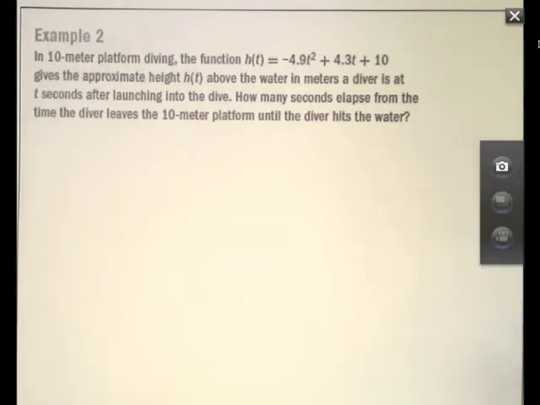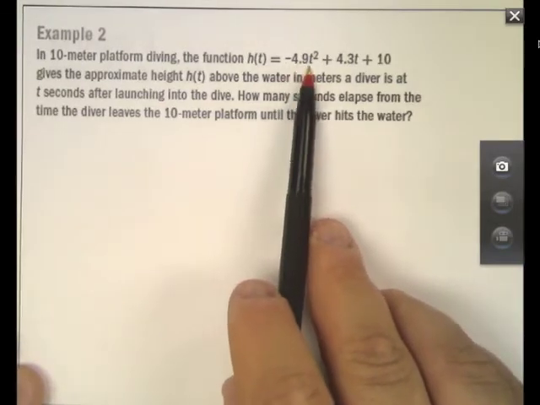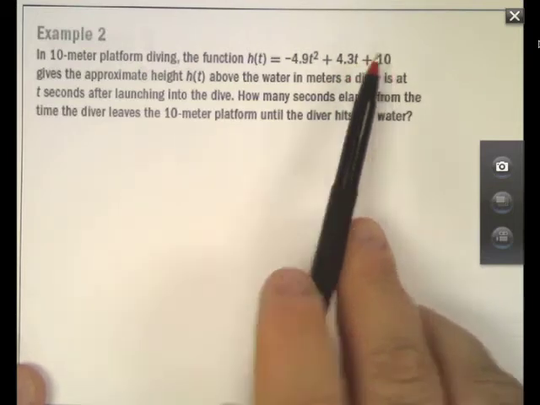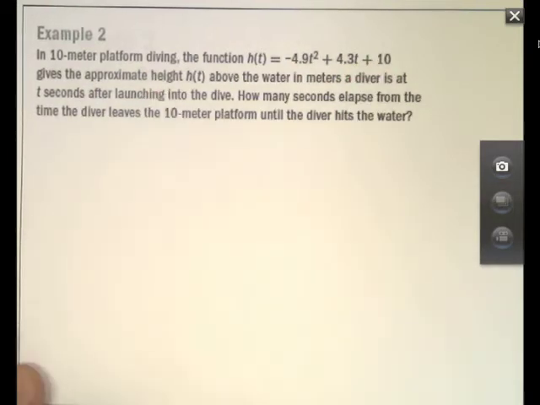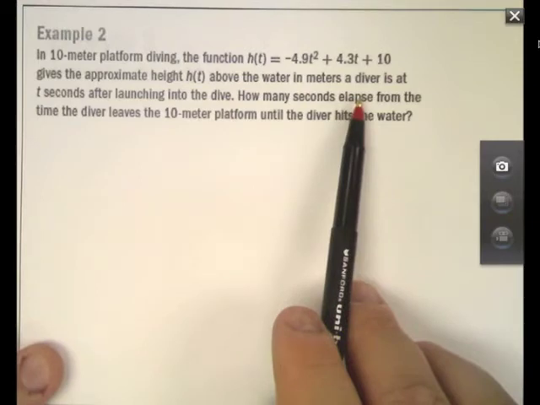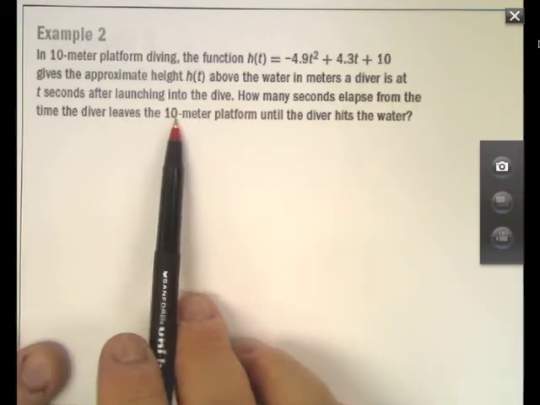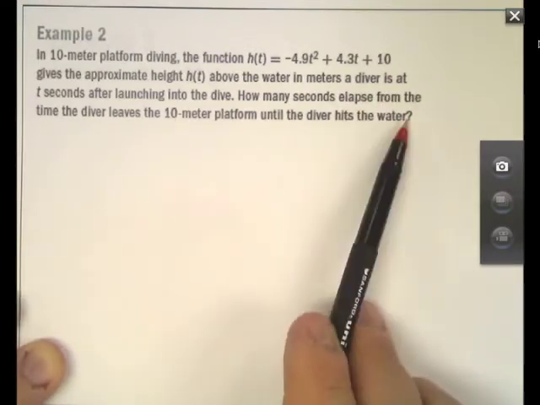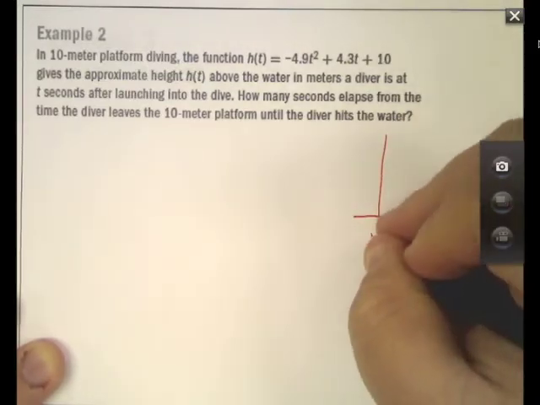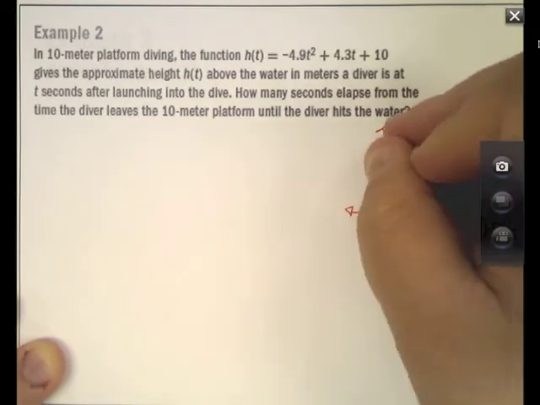Moving on. Looks like a problem that we had yesterday. In the 10-meter platform diving, the function h of t is equal to negative 4.9 t squared plus 4.3 t plus 10. It gives the approximate height above the water in meters a diver is at t seconds after launching into the dive. How many seconds elapse from the time the diver leaves the 10-meter platform until the diver hits the water? Well, here's what we got.